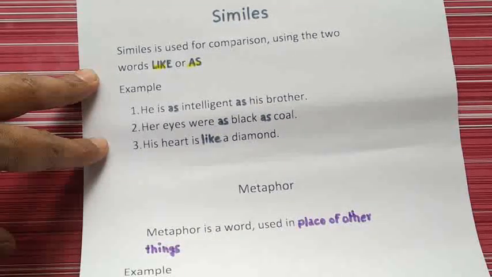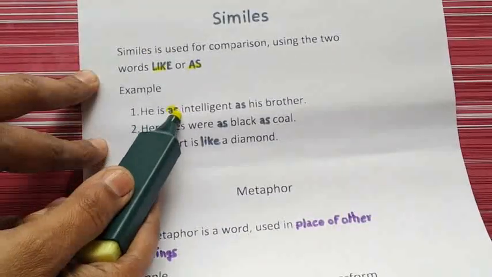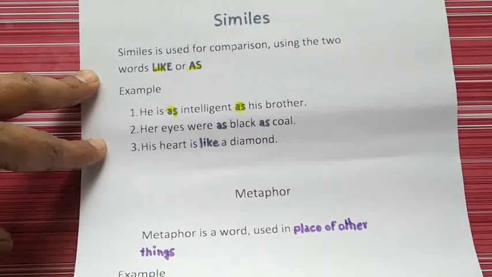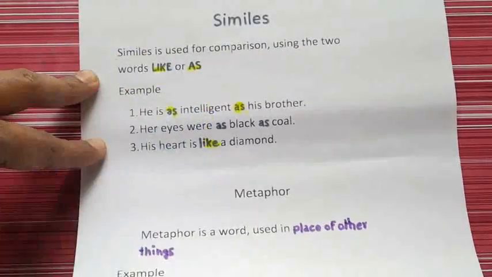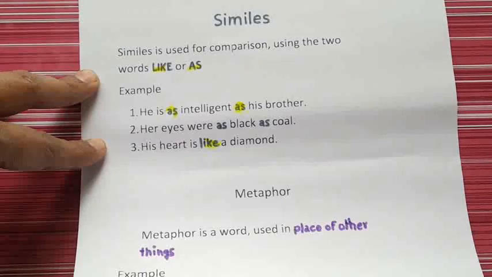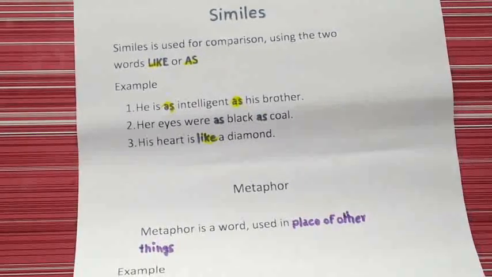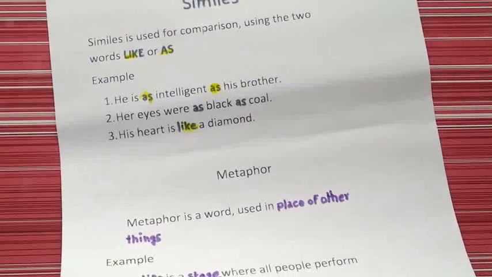First example: he is as intelligent as his brother. You can see, as intelligent as his brother. Second: her eyes were as black as coal. Third one: his heart is like a diamond. There is also written like. So where like and as appear, it is called a simile. The next one is called the metaphor.